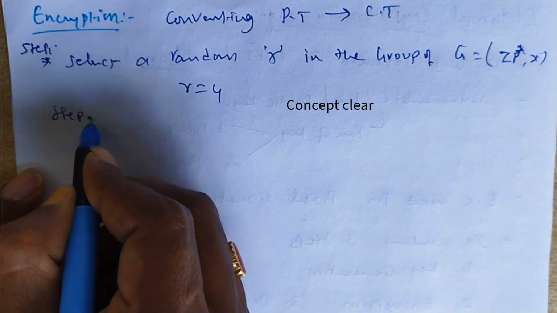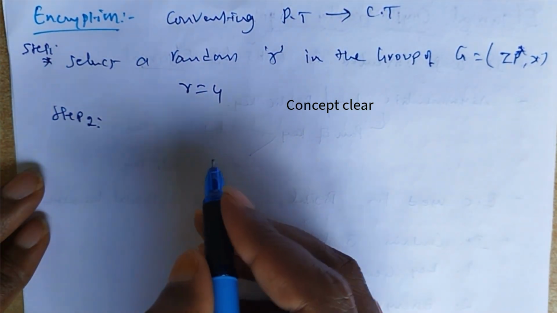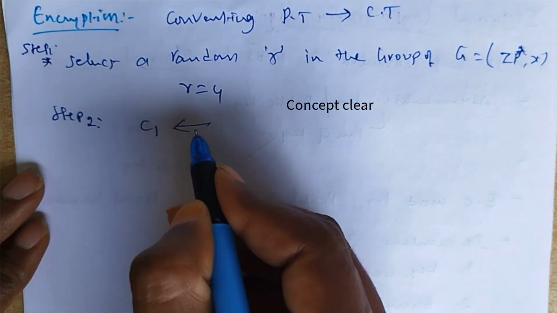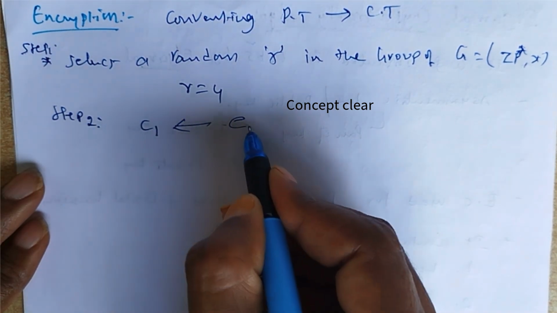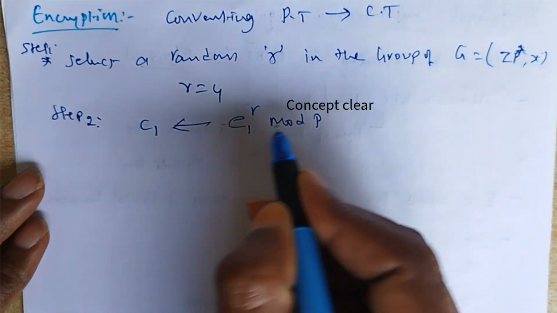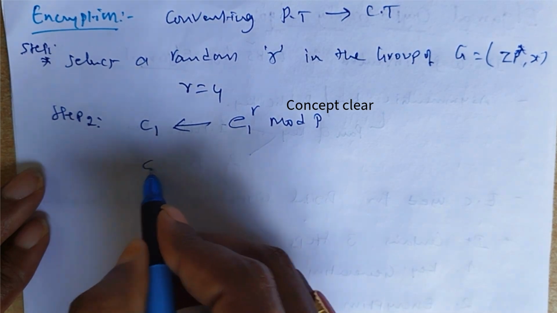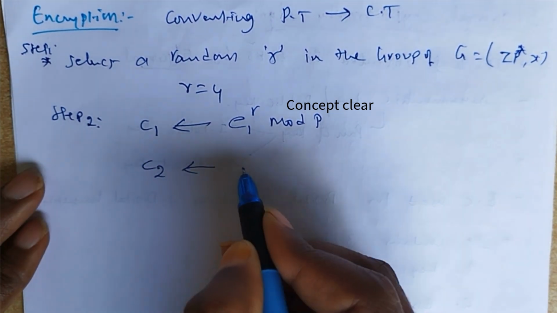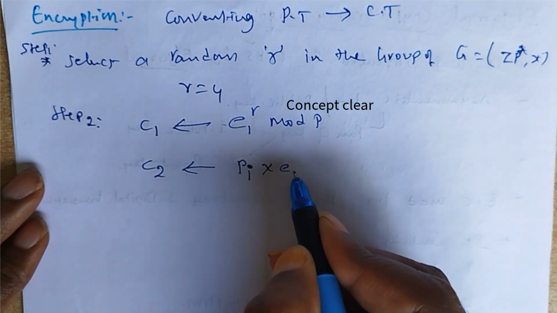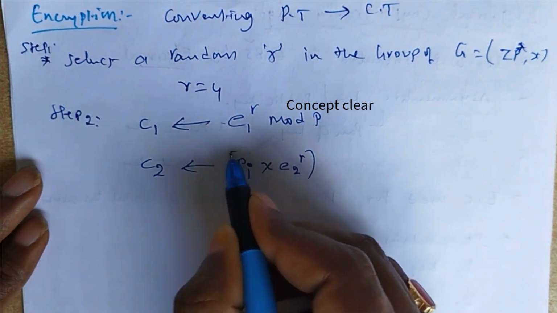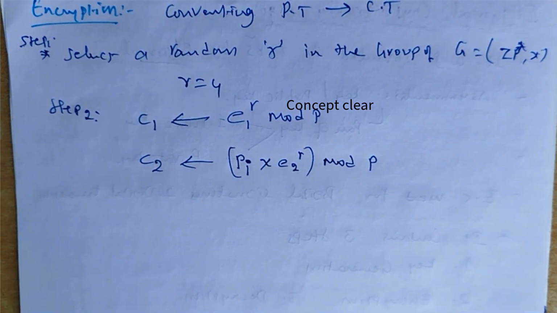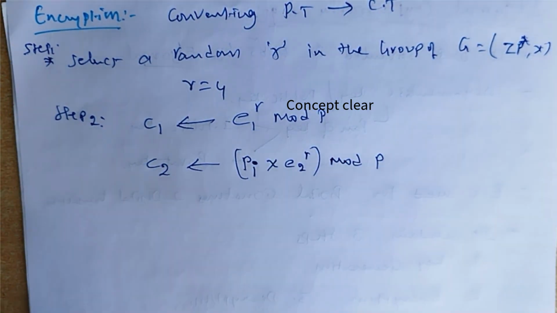Step 2. What is step 2 here? Step 2 is we have to calculate the C1 ciphertext value. What is the C1 value formula? C1 equals E1 power R mod P. This is the formula for ciphertext 1. And ciphertext 2 equals Pi, where Pi is the plain text, times E2 power R mod P. These are the two formulas for finding ciphertext 1 and ciphertext 2.